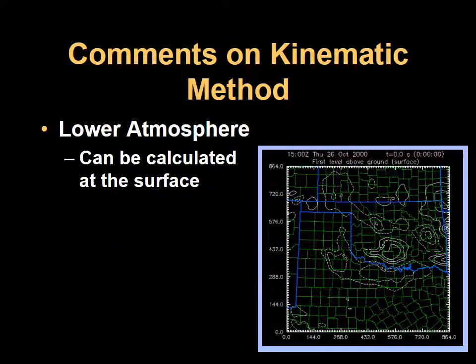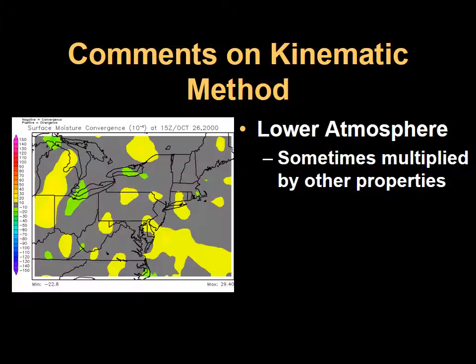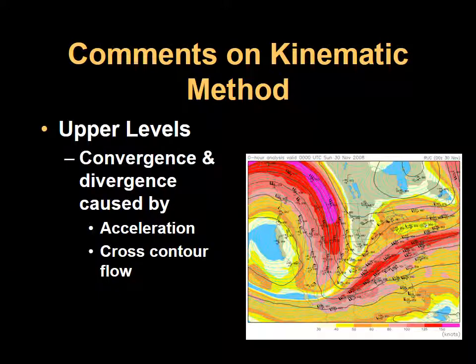And actually, if you can see it, you can probably calculate it. So there are many different computer methods for calculating convergence and divergence in the lowest layers of the atmosphere. Sometimes we take the convergence and divergence and multiply it by other properties, such as moisture, and then we'll figure out where moisture convergence is. This is one method for forecasting thunderstorms, looking at where most of the moisture is pooling up or converging. In the upper levels, you get convergence and divergence as a result of acceleration and also cross-contour flow near the jet stream levels.